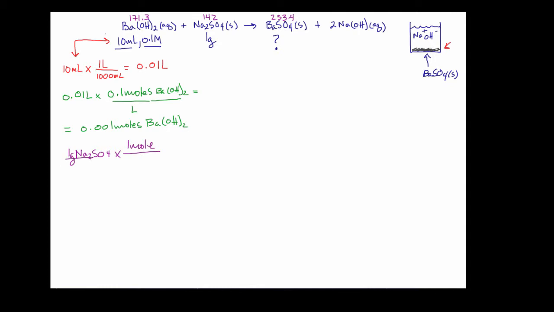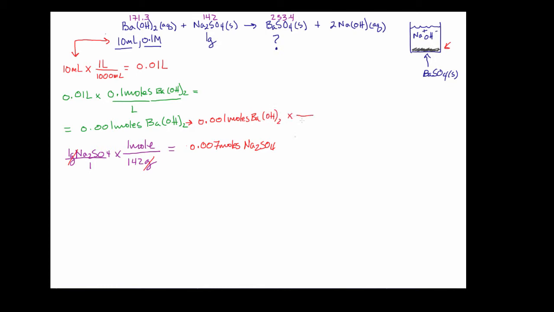So we need to convert the sodium sulfate to moles. So it's going to be 1 gram Na2SO4 times 1 mole over 142 grams. And we see the grams is going to cancel with the grams, and we're going to end up with 0.007 moles of Na2SO4. And I'm going to move this a little bit so that we're working one over the top of the other. We have 0.001 moles of barium hydroxide.